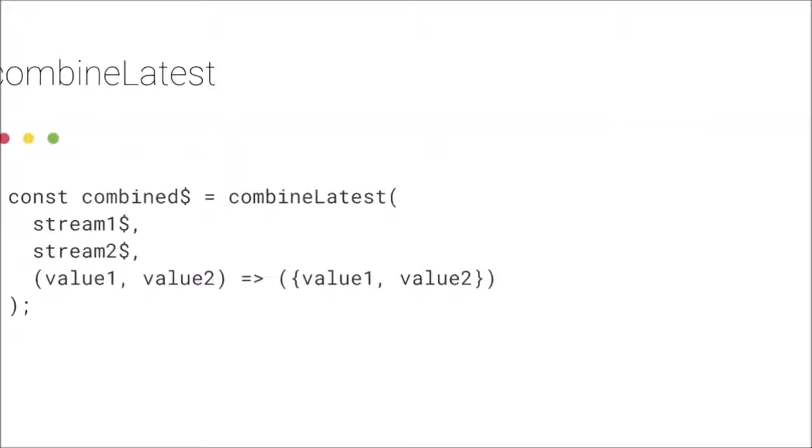By default, it'll emit that array, but just like with concat map, you can pass a selector function and customize exactly how you want the values to be combined. I find it's very useful to combine them into an object rather than receive them as an array, because then you're referencing result.user and result.account, and not result[0] and result[1].